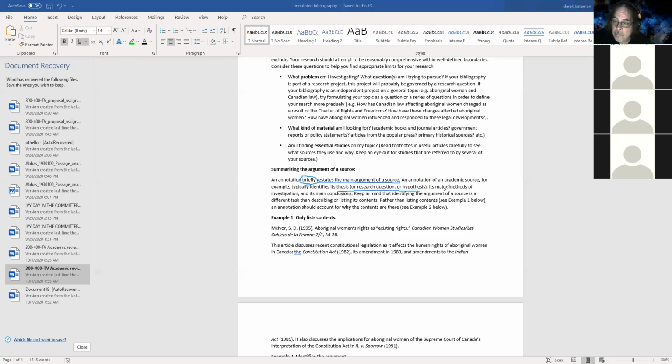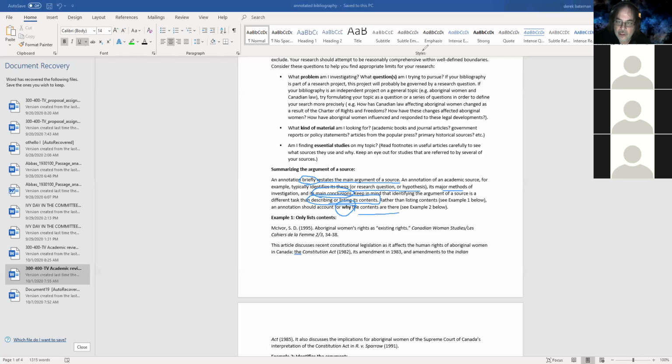All right, so its methods, that's what sources is it using, what kind of data, okay, where is its data coming from, and of course its main conclusion. So again, similar to what you've been doing with the assignment you had, but obviously much shorter. Okay. Keep in mind that identifying the argument of a source is a different task than describing or listing its contents. That's not what the annotation is meant to do. All you're doing then is telling your audience what's in there. You're not explaining its relevance, why the contents are there.